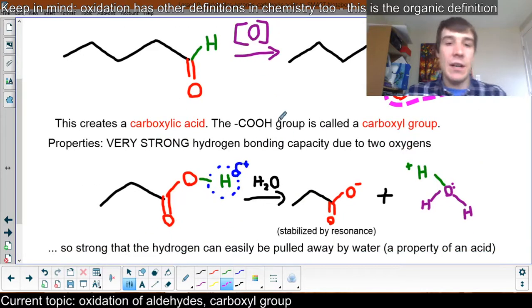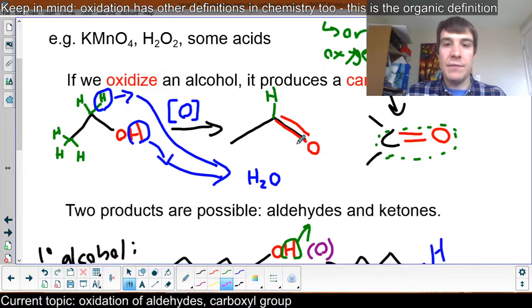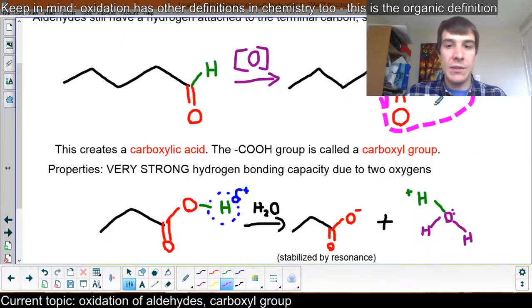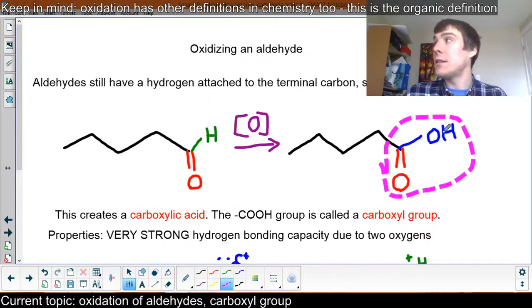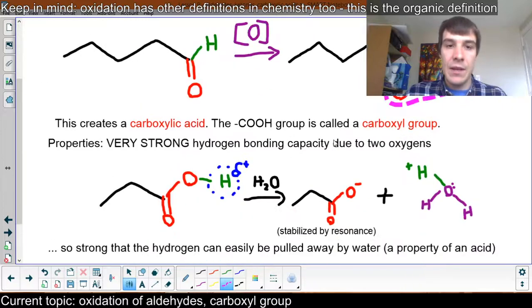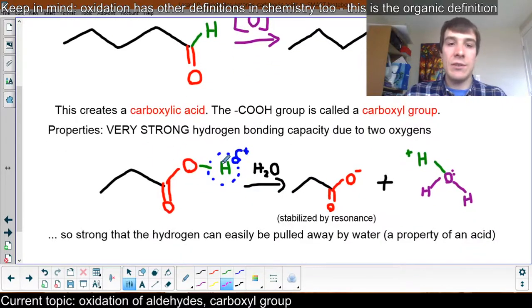Properties: this has a very strong hydrogen bond. These ones don't have hydrogen bond capacity because the hydrogen isn't directly attached to the oxygen. But these ones do. There's an oxygen directly attached to a hydrogen, so that can hydrogen bond. And it's an extremely strong hydrogen bond because there's another oxygen here. Right? So if we think about our dipole moment, this oxygen will pull this way, and this oxygen will pull this way, and this oxygen will pull this way. So you're going to get a very, very strong positive charge on this hydrogen.